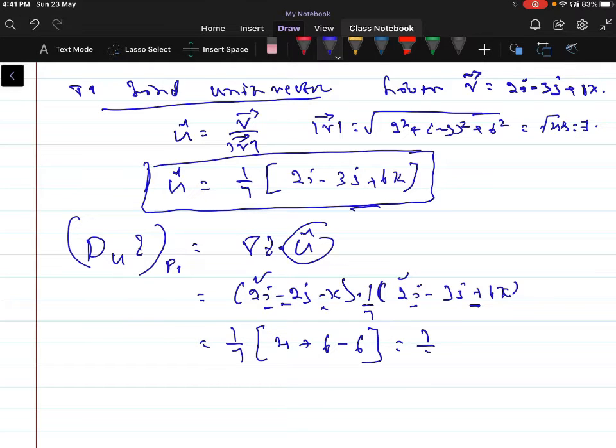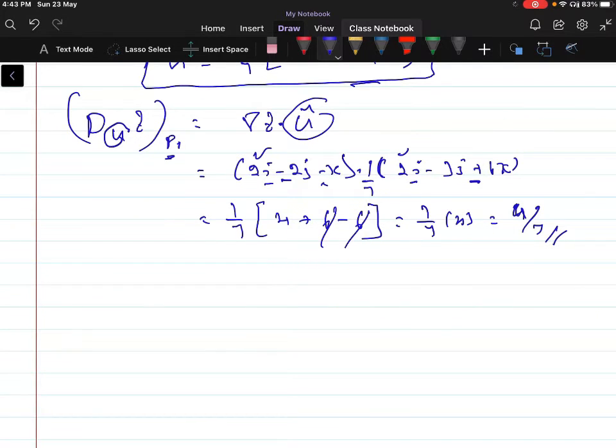So 1 by 7, 6 minus 6 get cancelled, so that is 4 by 7. 4 by 7 is a scalar quantity, so it is the directional derivative of the function f in the direction of unit vector u at the point p naught.